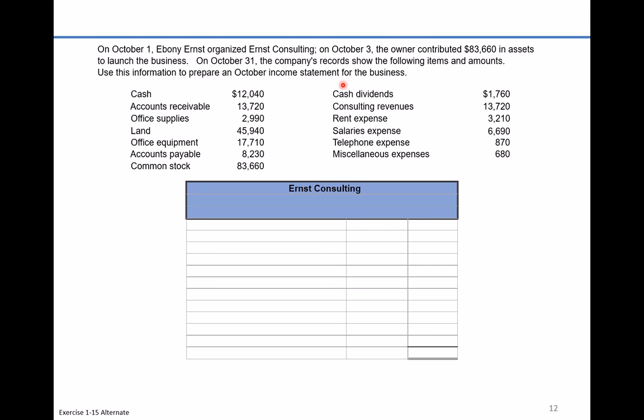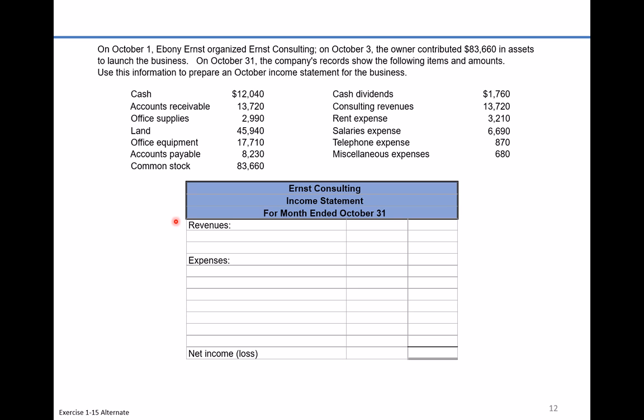So first thing, let's put up the blank template for the income statement and fill in a few things. Ernst Consulting, we give it the heading income statement. And notice that the income statement is for a cumulative period. It's for the entire month of October in this case, and so we say that it's for the month ended October 31st. The components of the income statement, we have revenues and expenses, and then at the bottom, net income or net loss. So it's a net income if revenues exceed expenses, and it's a net loss if expenses exceed revenues.